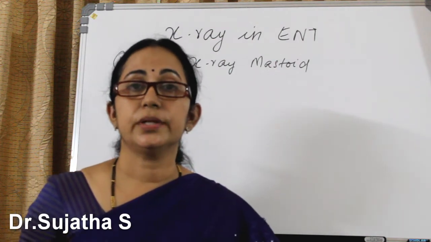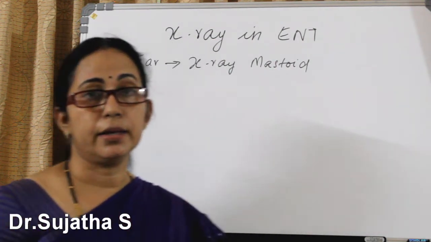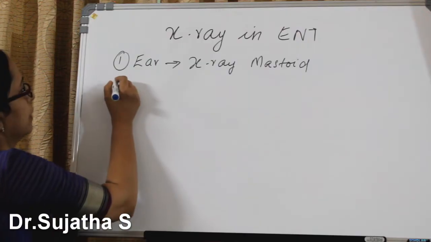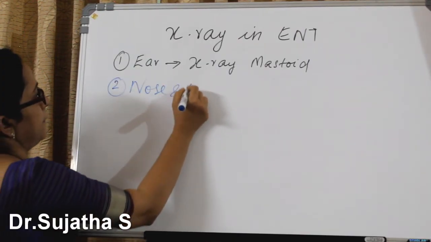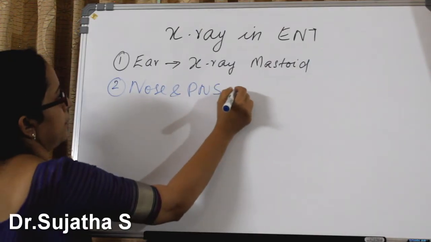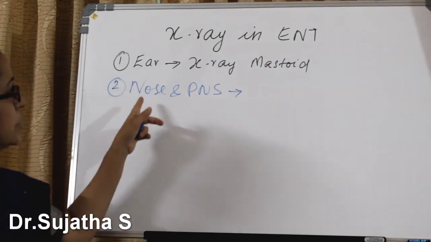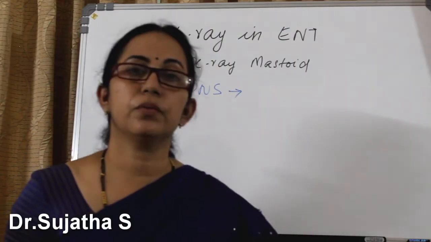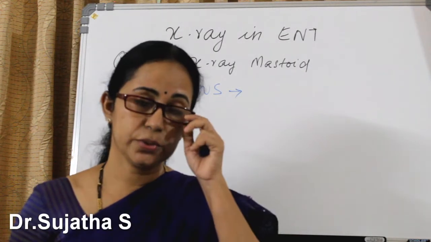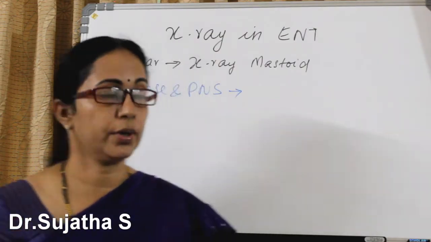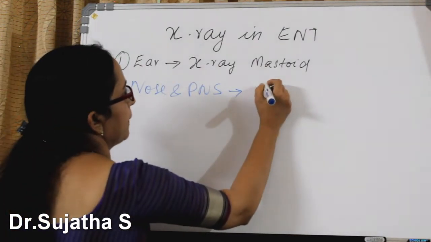So now we know the different types of X-ray mastoid, and what about nose and paranasal sinus? Okay. So in the nose, the usual one is fracture of nasal bone. So in the nose, we take X-ray of nasal bone.